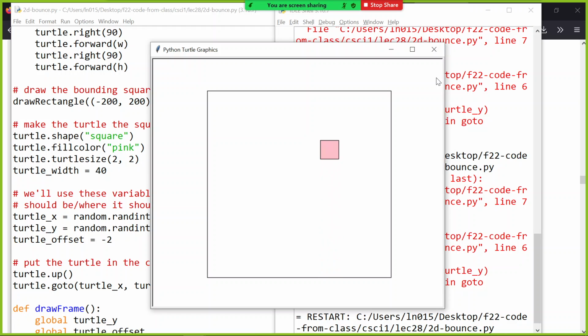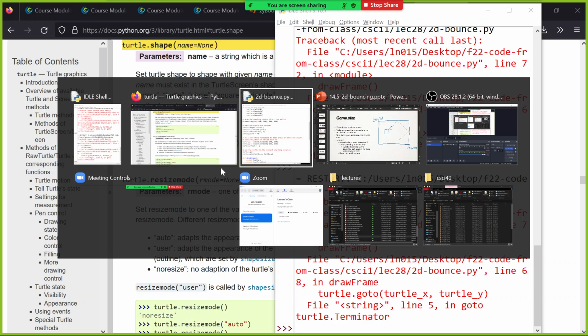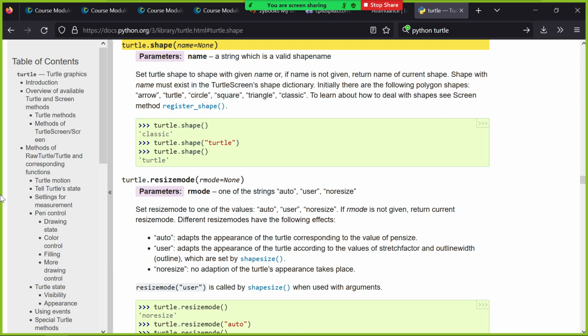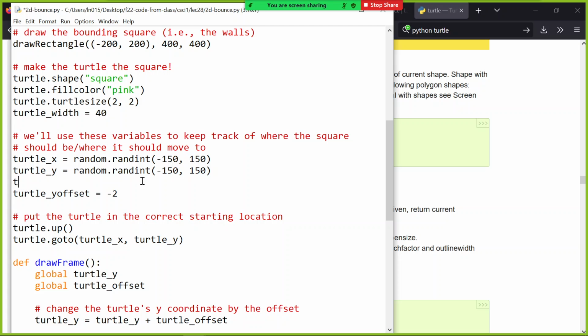Next we need a random direction. Okay, so how do we do that? A random direction. Well, remember what a direction is. A direction is just an x offset and a y offset. So we're considering only y offsets right now. Turtle offset was for y only. This was the y offset originally. We also need to introduce an x offset. So turtle x offset. Let's set these both to something. The x offset can be 0. The y offset can be negative 2. That's our original bouncing direction.